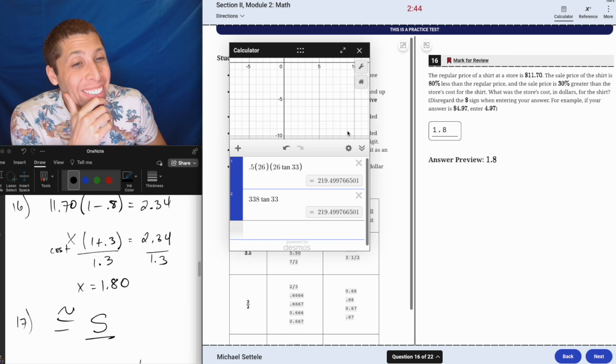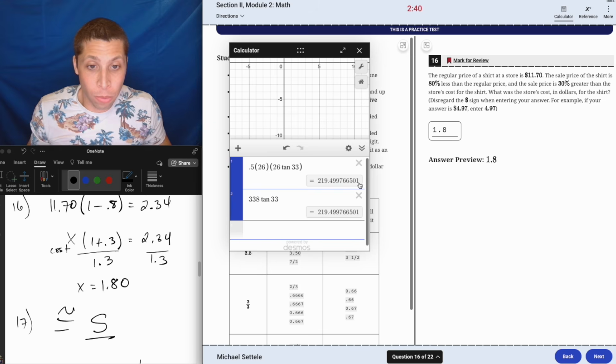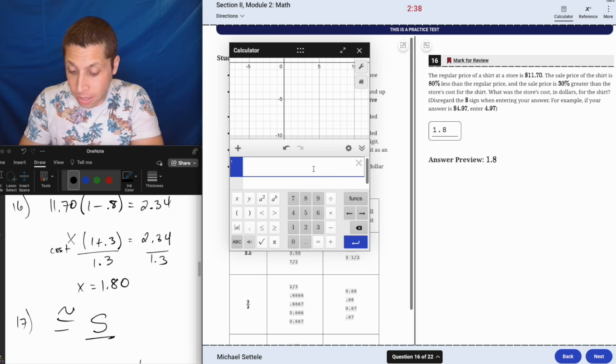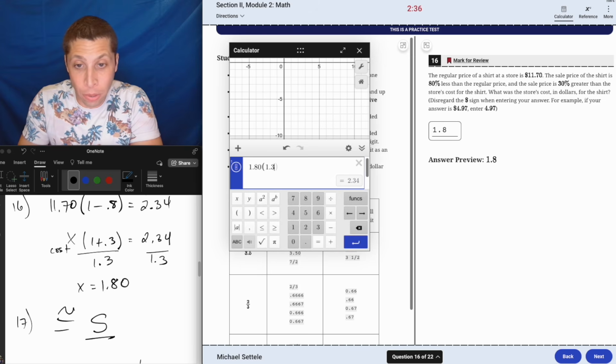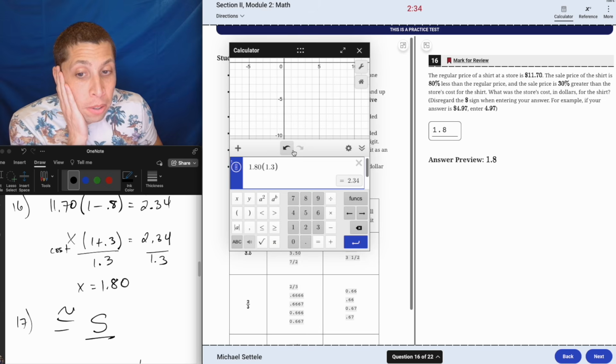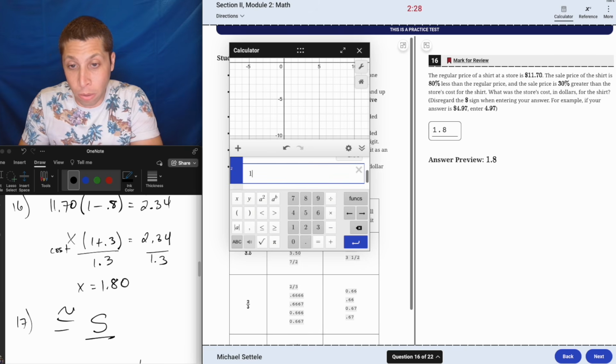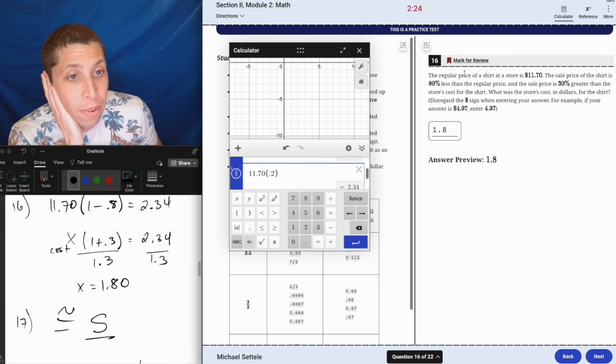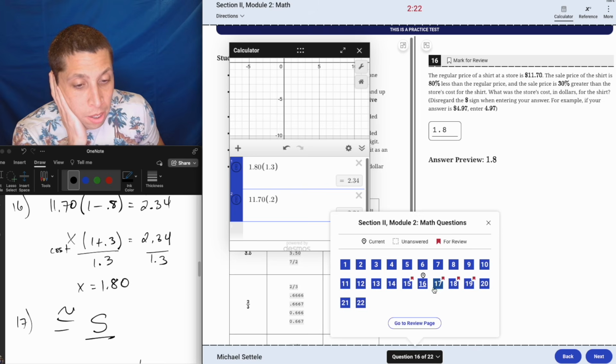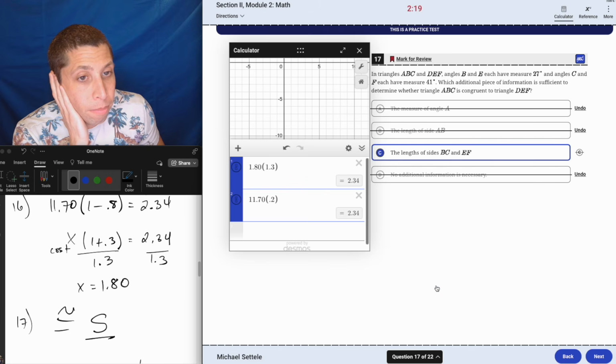Right, so the cost of the shirt is $1.80. So $1.80 times 1.3 is $2.34. Right, so that's supposed to be the sale price, and that's supposed to be 80% less. So 1170 times 0.2 is 234. So that seems fine. I'm good with that.